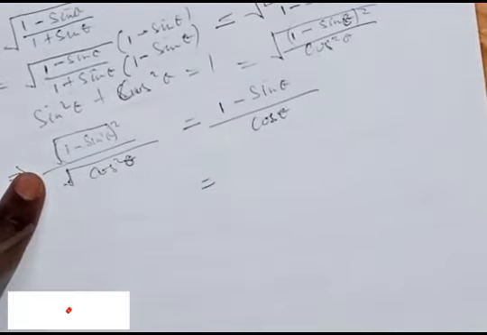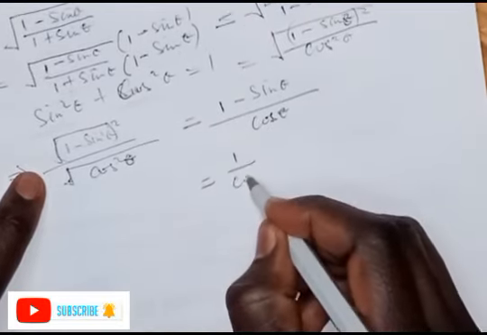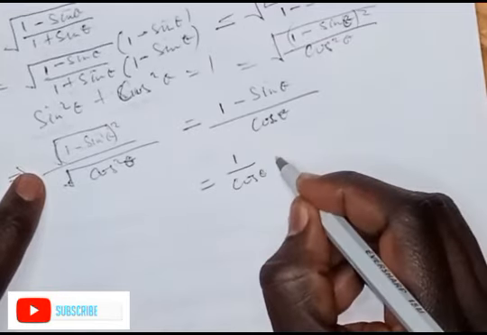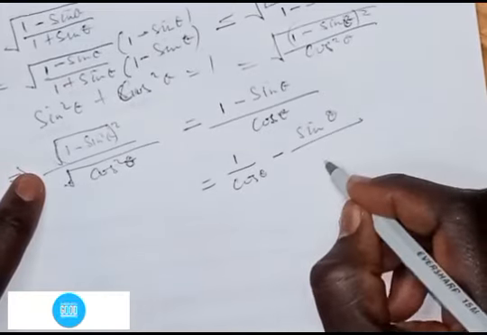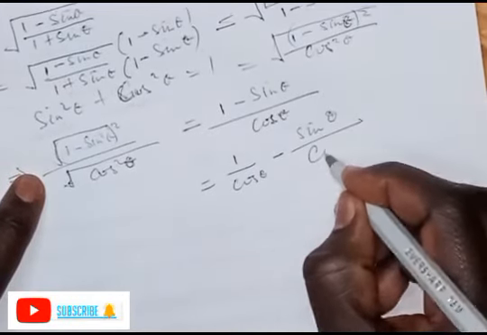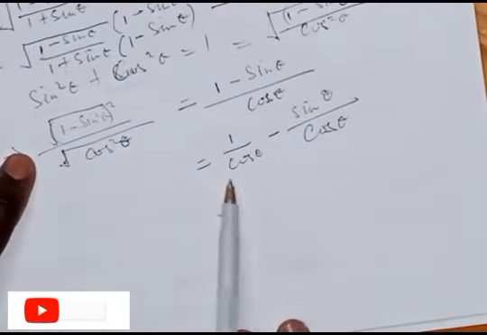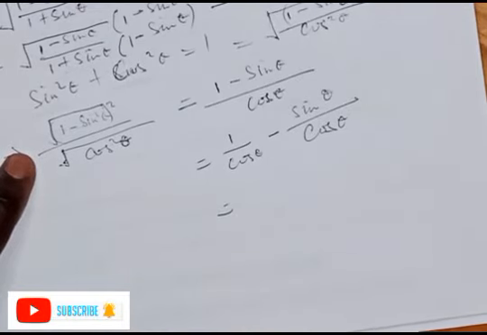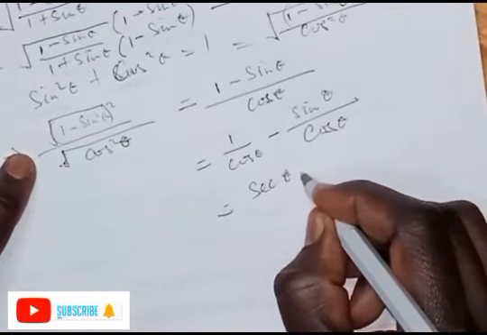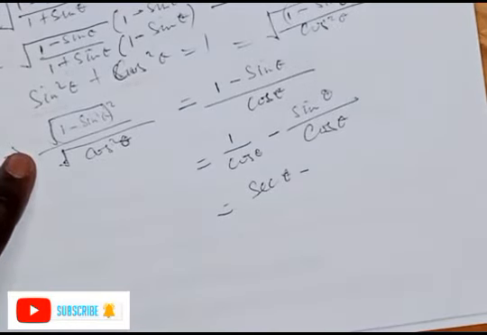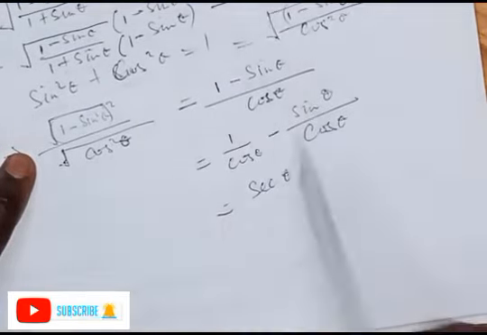So let's now distribute the denominator on each value: 1 over cos theta minus sin theta over cos theta. But we already know that 1 over cos theta is the identity of sec theta, minus the identity of sin theta over cos theta, which is tan theta.